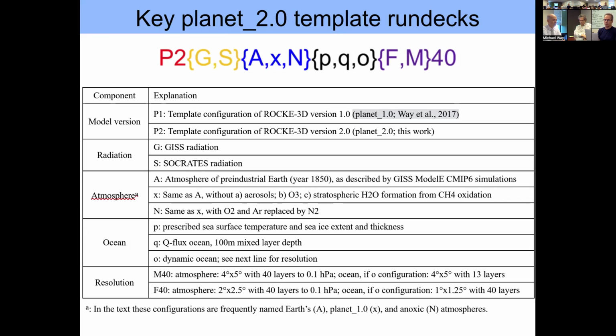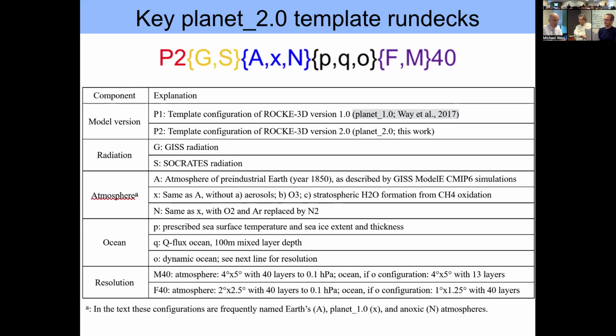And so the workhorse simulation for this Planet 2.0 is going to be the P2 model, obviously Planet 2, with SOCRATES radiation, with the N atmosphere, the dynamic ocean, and either the fine or the coarse resolution, whichever you like. But the acronym should be P2SNO and then F or M. You can figure it out.